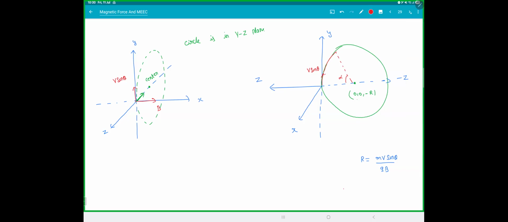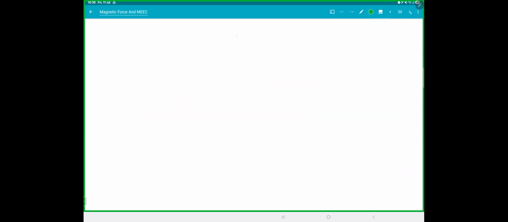So here we'll get alpha will be omega t, and omega is nothing but v by R. So that will be v sin theta by R into time. Or you can use 2 pi by capital T. That is also fine. So the angular velocity will be 2 pi by capital T, and alpha will be omega t. Time period is 2 pi m by qB. That's your angle there.